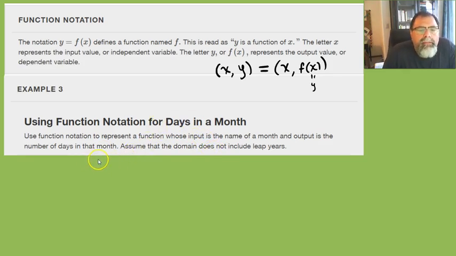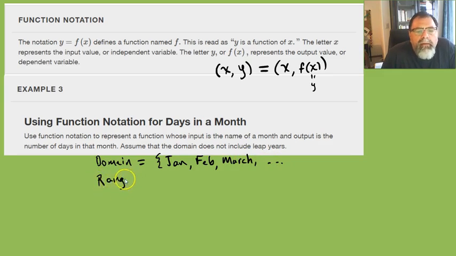So our domain is going to be January, February, March, April, and so on. I'm not going to write it all out. And then the range would be, let's see, how many days in the months? Well, it depends. You can have 30 days, you can have 31 days, and also 28 days. I should have written it in order, but that's okay.